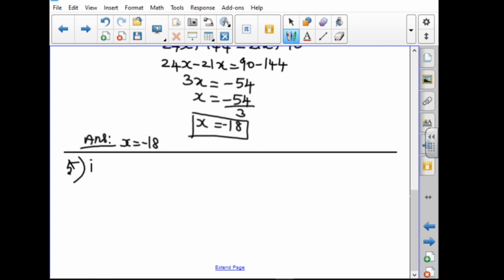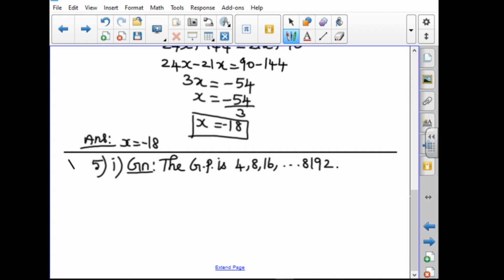Fifth question, first subdivision. One GP is given, you have to find the number of terms. The given GP is 4, 8, 16, and so on, up to 8192.